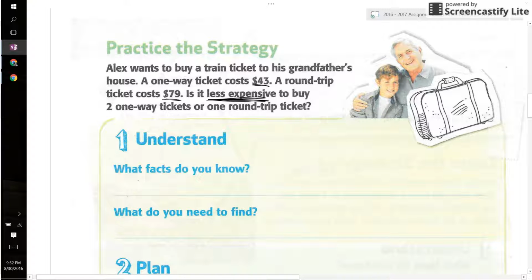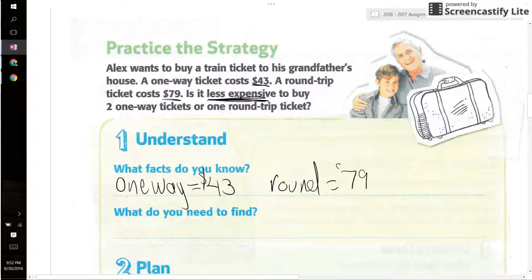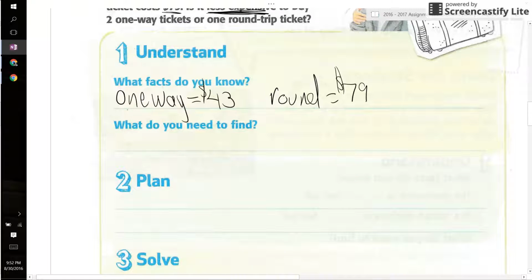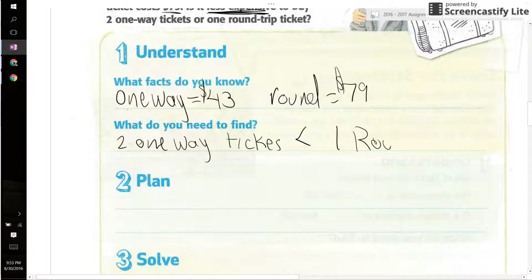So let's start with the facts. One-way equals $43. Round trip equals $79. We want to know if 2 one-way tickets is less than 1 round-trip ticket. We're looking for the least expensive.